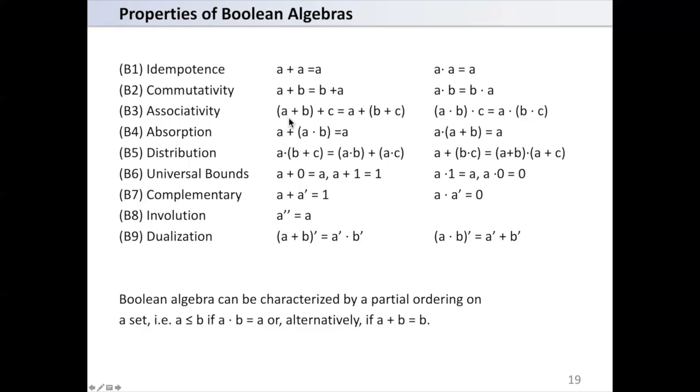B3 is associativity. It is saying that A or B or C is equivalent to first applying the or operation between B and C, and then or with A. And the dual is first applying the dot operation, the and operation between A and B, and then applying the and operation with C, and the result is equivalent to first applying B and C, and then applying A and with the result.